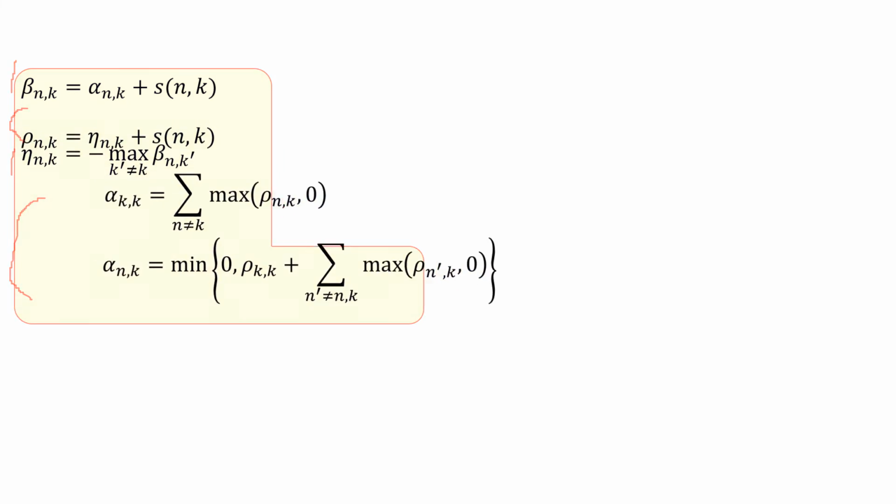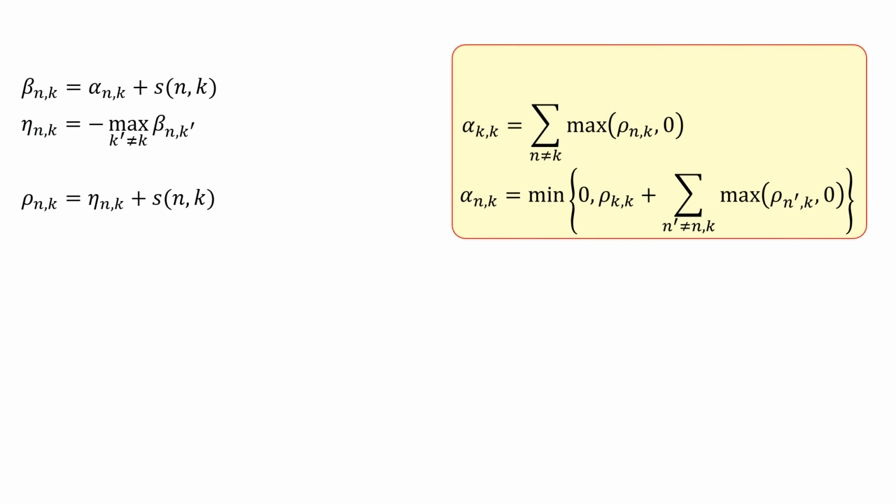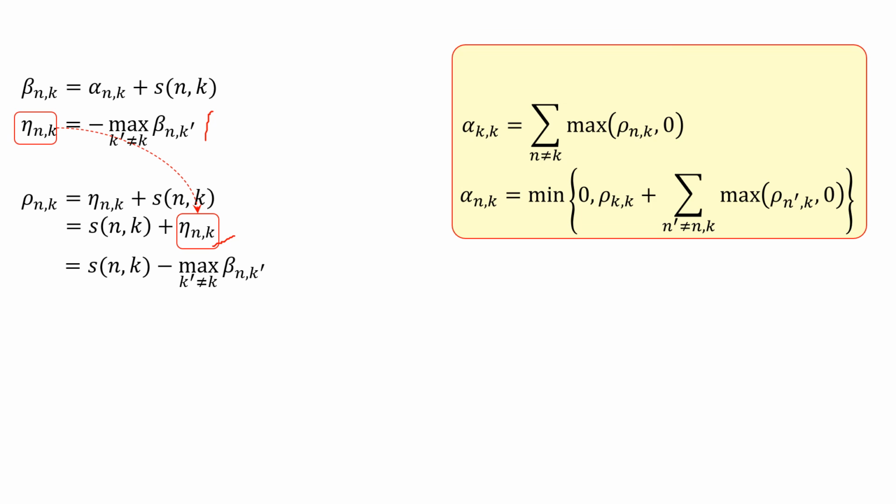So we separate out the terms, and since alpha does not include any of the redundant variables, beta and eta, we retain the expressions as they are. Now, rho nk is equal to eta nk plus snk, which is equal to snk plus eta nk. I just swapped the 2 terms on the right. Next, I'm using this expression here to replace eta nk with this term. So I get this expression for rho nk.